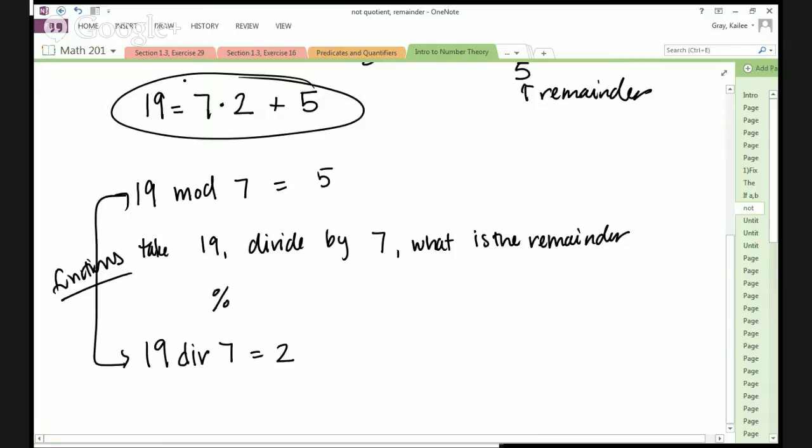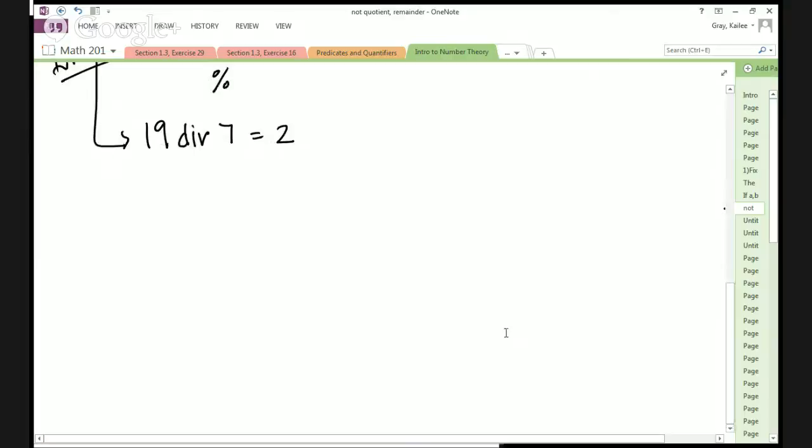Let's see. So we've got those down. Let's look at another example with positive integers. Let's try what happens when 44 is divided by 8. So I want to write this out in terms of the division algorithm setup. Can you guys see how to do that?